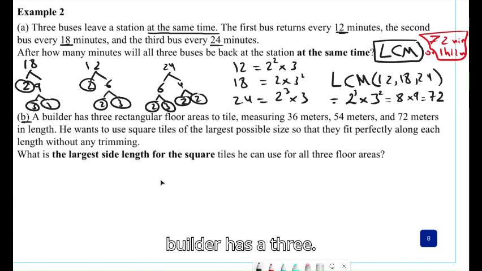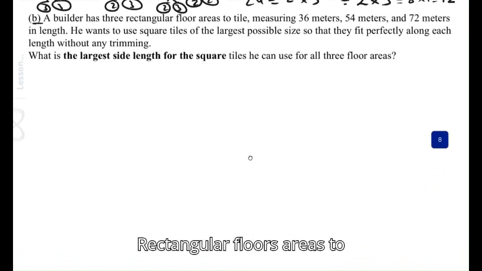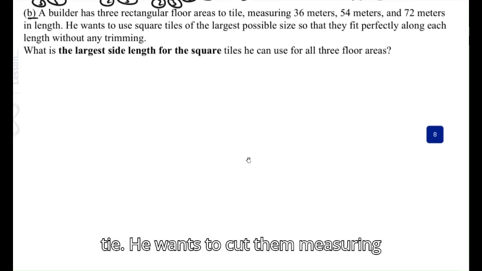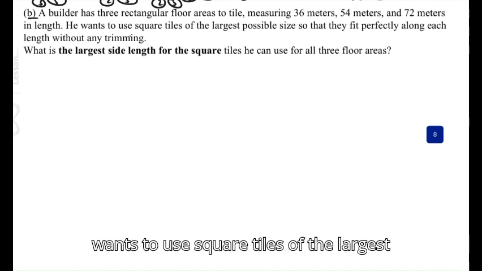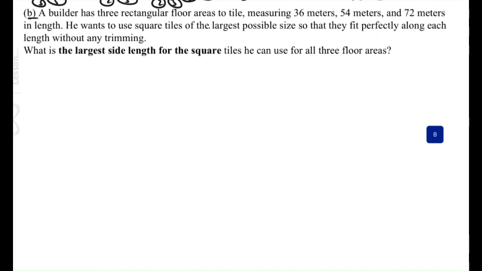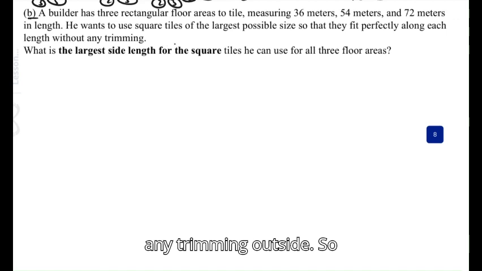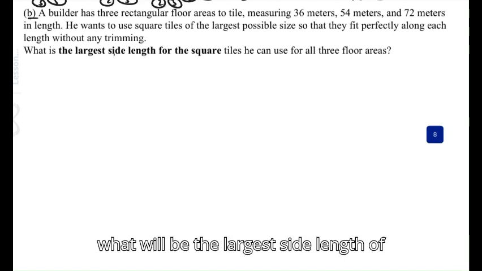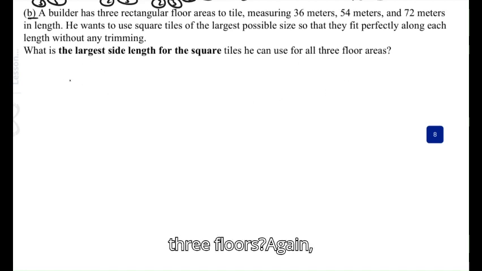A builder has three rectangular floor areas to tile. He wants to cut them, measuring 36, 54, and 72 meters in length. He wants to use square tiles of the largest possible size so that they fit perfectly along each length without any trimming outside. So, what will be the largest side length for the square tiles he can use for all three floors? Again, we can take images.